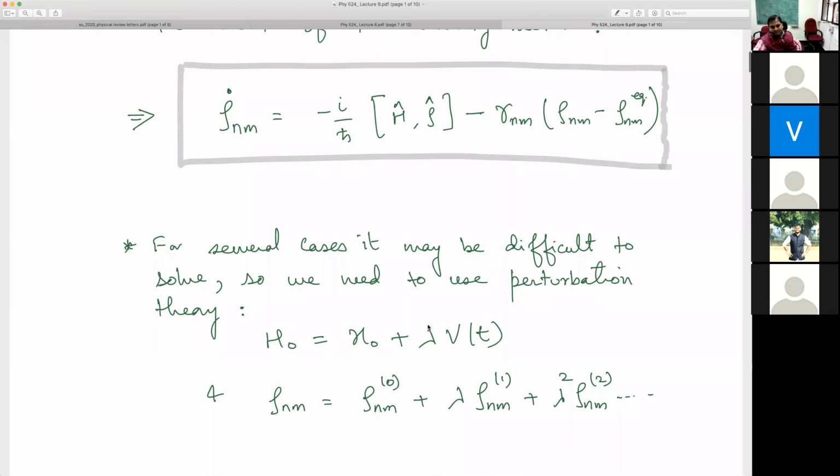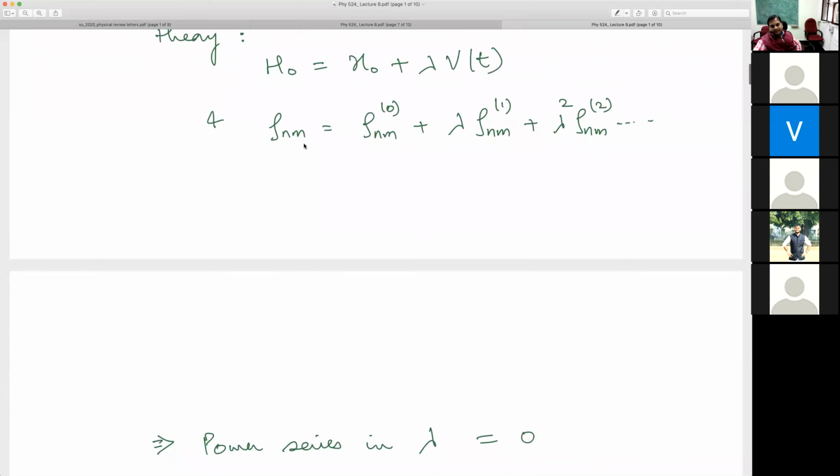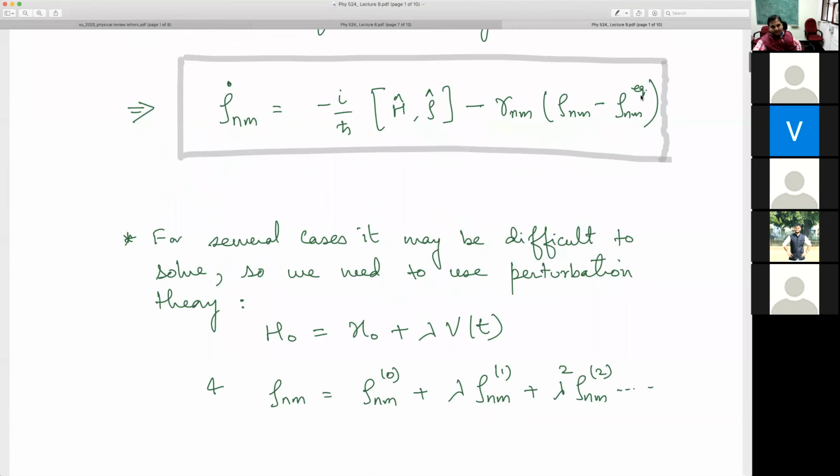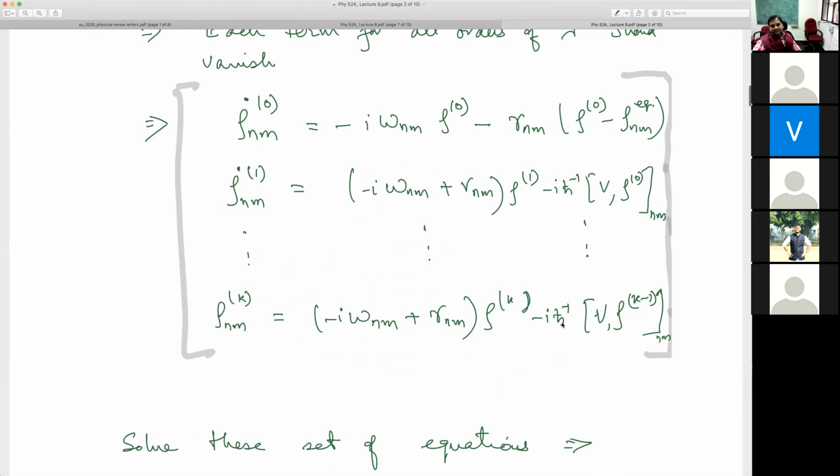And to do the perturbation theory, I just include a parameter lambda, which goes from 0 to 1. And then I make an assumption, an ansatz, that rho_nm I can write in this particular form: 0th power of lambda plus first power of lambda, second power of lambda, and so on. I take these two equations and feed them into the equation of motion. I'll get a power series in lambda. I can shift all the terms to the left side, and the right side will be 0. Then I will argue that since this is a power series in lambda, each term to all orders in lambda should vanish.